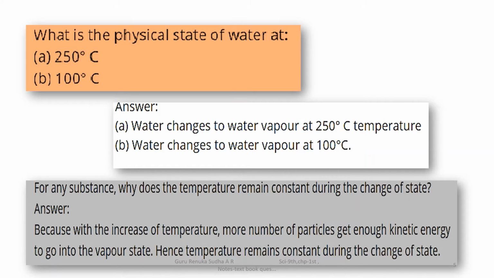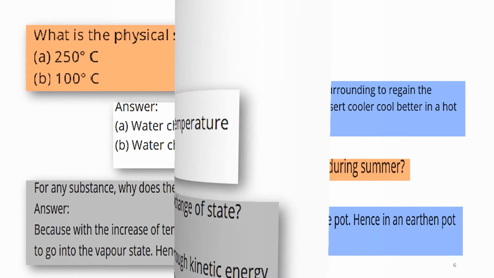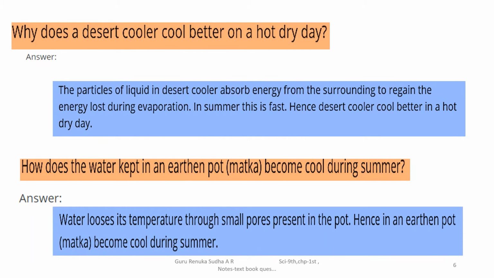So that's why we can see this type of constant temperature at a particular stage where the change of state takes place. Okay, let us move on to the next question.